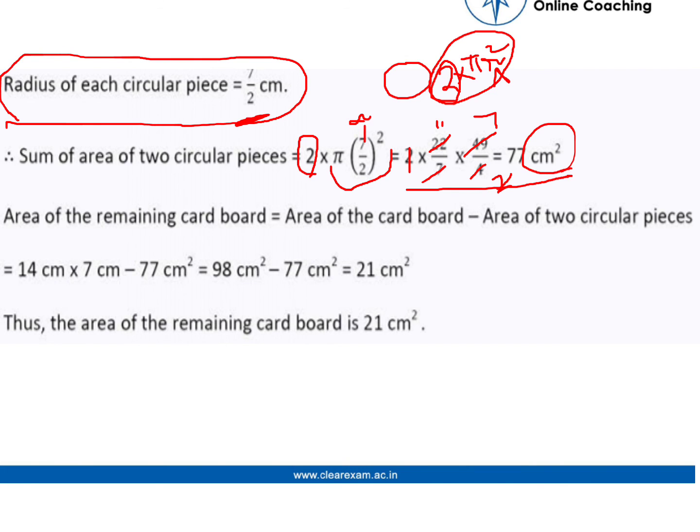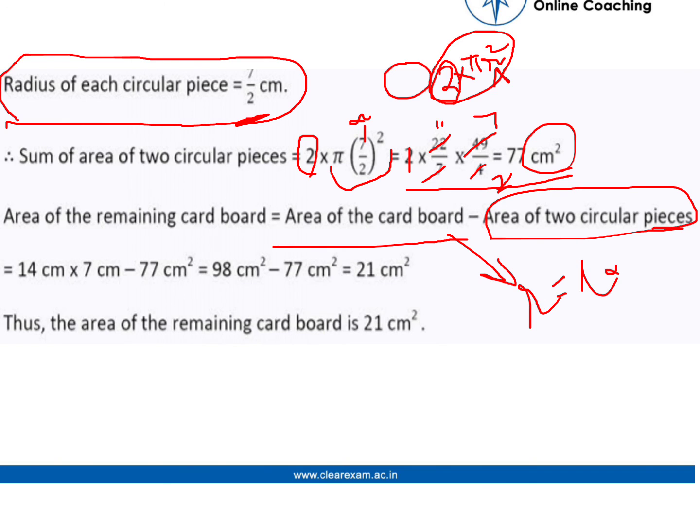The area of the remaining cardboard equals the area of the cardboard minus the area of the circular pieces, because we have to cut out the area from that. That's why the area is subtracted. So 14 into 7 is the area of the cardboard, which is a rectangle. The area of a rectangle equals length into breadth, where the length is 14 centimeter and the breadth is 7 centimeter. Then minus 77, the area of the two circular pieces we have to cut out.